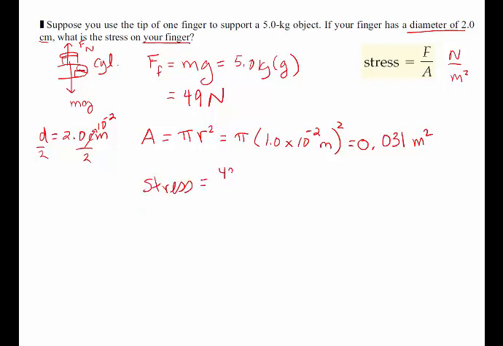That's going to be our 49 newtons divided by our cross-sectional area. And so we can see that it's actually going to be a somewhat large number because we're dividing 49 by what's really a relatively small number. And when I calculate this, I get a big number, which we'll then write in scientific notation. So 1,560 newtons per square meter. Right? 2 significant figures, so we'll write it as 1.6 times 10 to the 3 newtons per square meter.